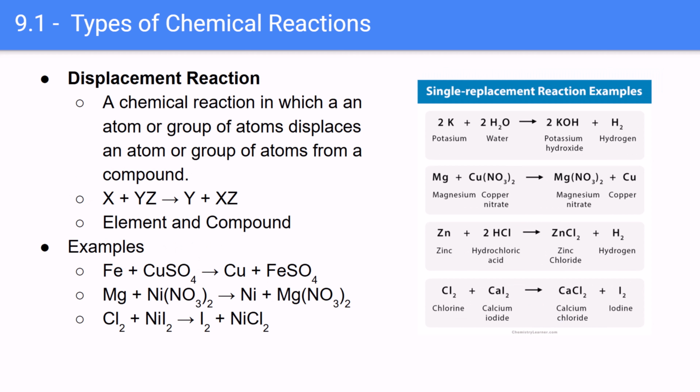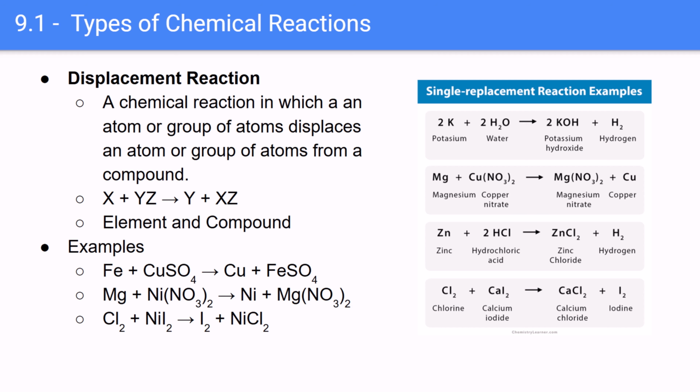A displacement reaction. This is a chemical reaction in which an atom or group of atoms displaces an atom or group of atoms from a compound. So notice here that this specific reaction starts off with an element plus a compound, and we get that on our product side. But what ends up happening is that the individual element that is on the left side ends up replacing one of the elements in the second compound in the chemical formula. So for example, in the very first one there, potassium reacts with water. Well, potassium is replacing one of the hydrogens in water to create potassium hydroxide and oxygen gas.